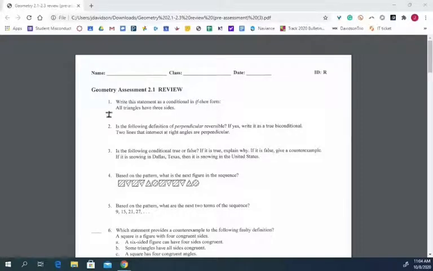If it... What do you guys think? Aaron? If it is a triangle, then it has three sides. Yeah, sure. If it is a triangle, then it has three sides.